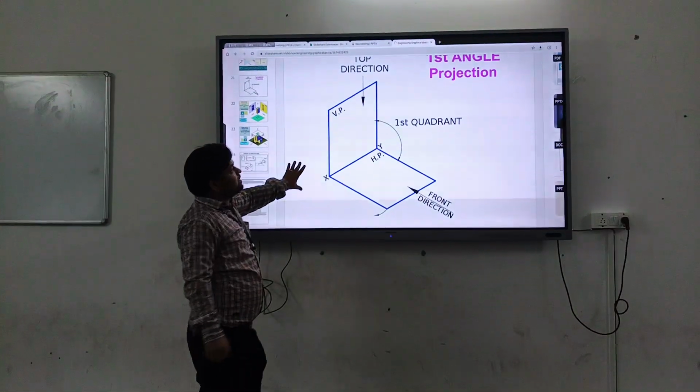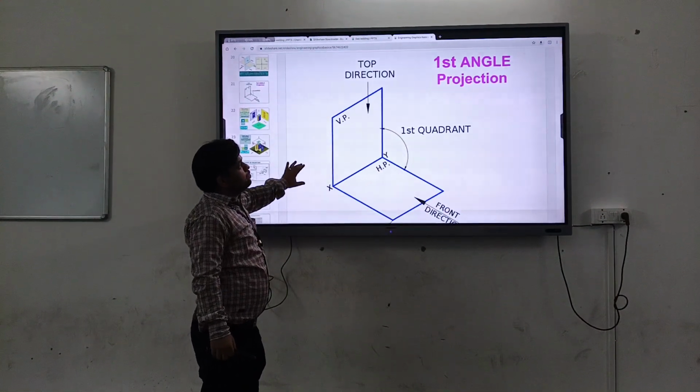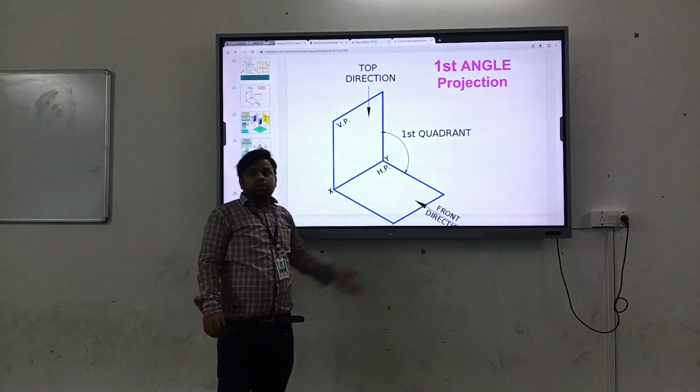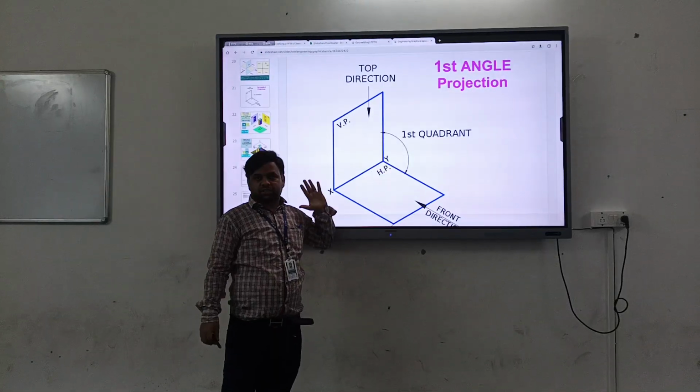So this is called first angle projection. It means the object is situated in the first quadrant and we make the drawing. So it is called first angle projection. Okay.